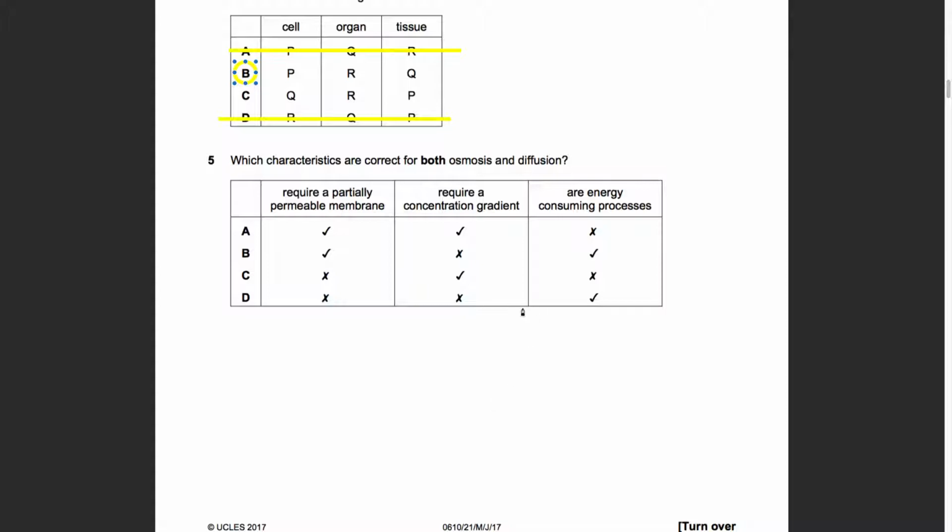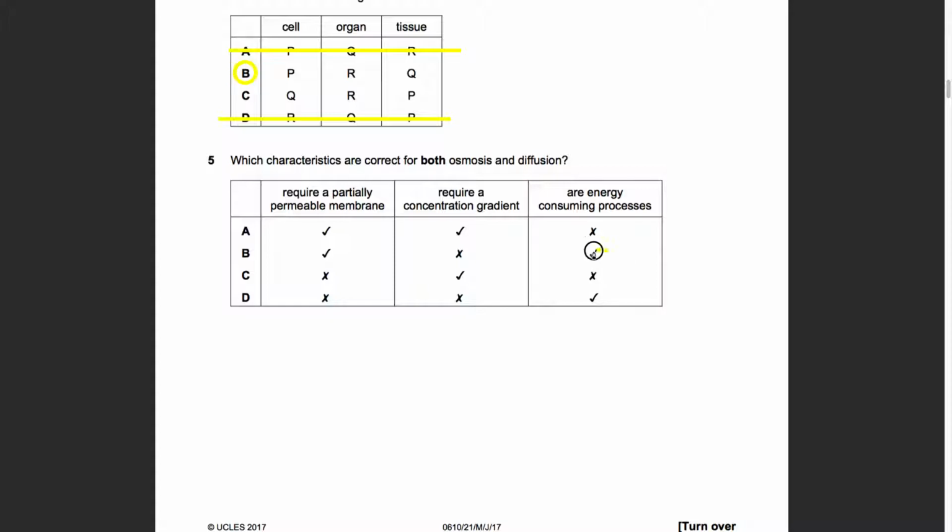Right, number 5 then. It says, which characteristics are correct for both osmosis and diffusion? Again, it's one of these table questions that people tend to find quite tricky. Let's find something you know. You should know, hopefully, that osmosis and diffusion are both what we call passive. That means they don't require energy. So if we go to this column, are they energy consuming processes? No, so we're looking for the cross.